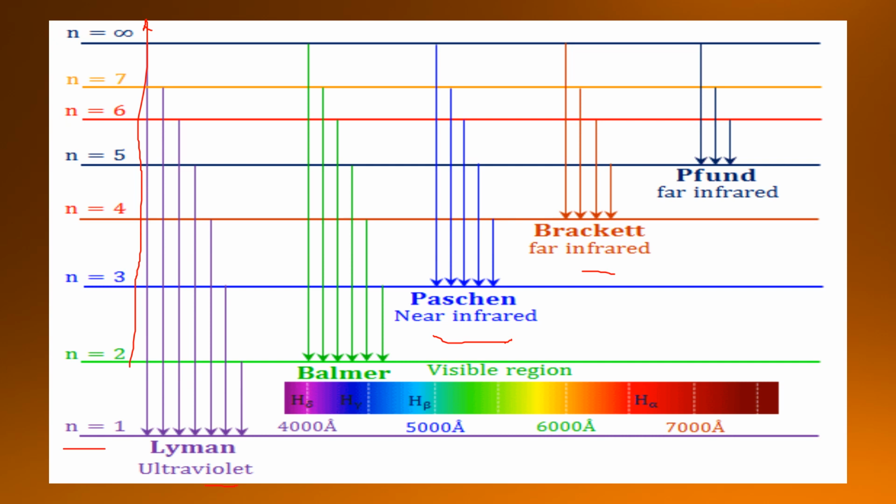And we know that for Brackett the value of n1 is 4, and coming to the last series, that is Pfund series, the value of n1 for Pfund series is 5. So all the emissions which were coming from infinity will form up to only the fifth shell. So this is the line spectrum of hydrogen atom, in which the series are presented in line form.